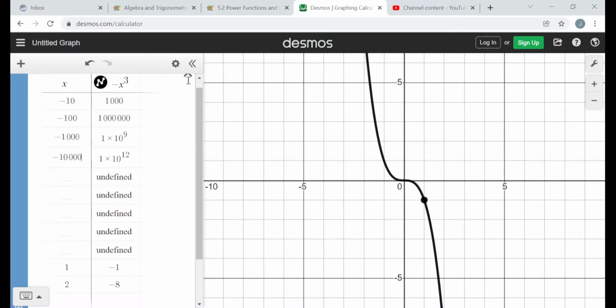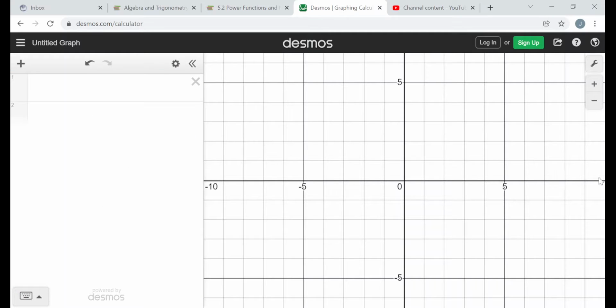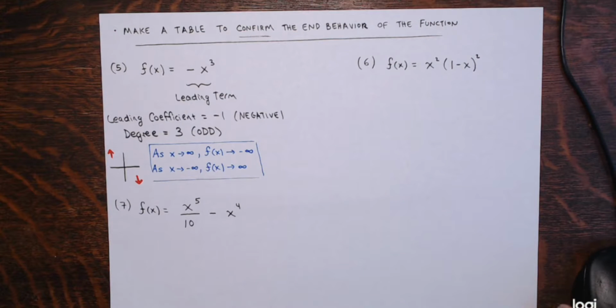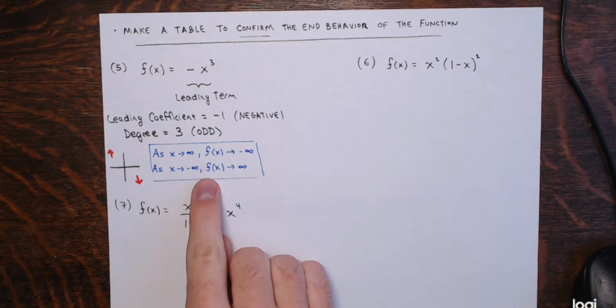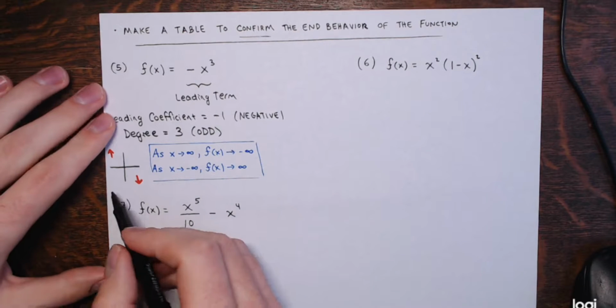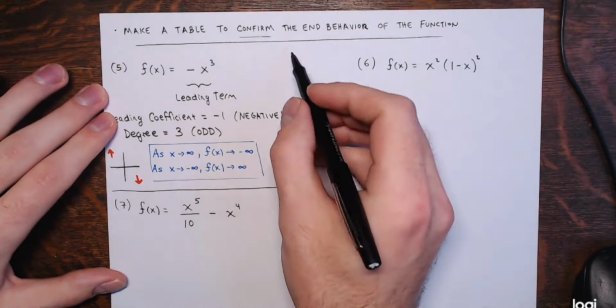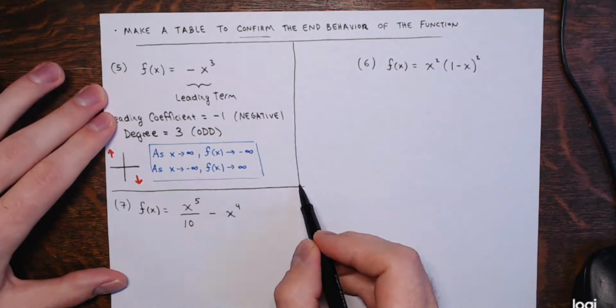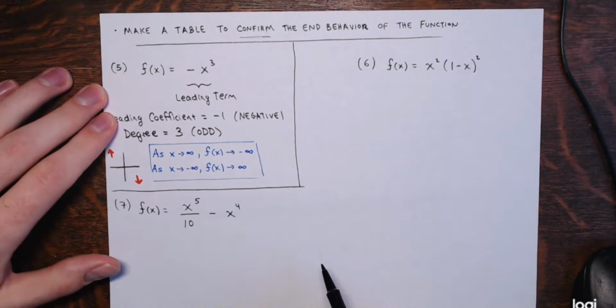All right, so let's clear that out, go back to my paper. Okay, so that table verified the statement I have in this box here about the end behavior. Or confirmed it. That's what they were asking us to do. All right, so example 6.